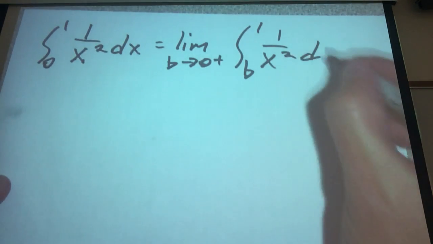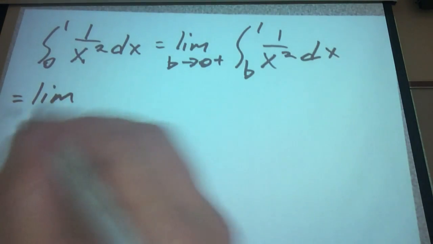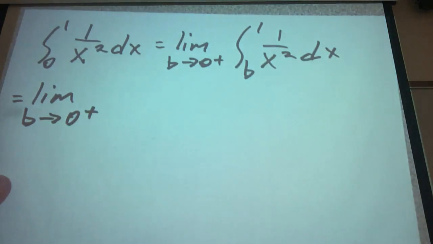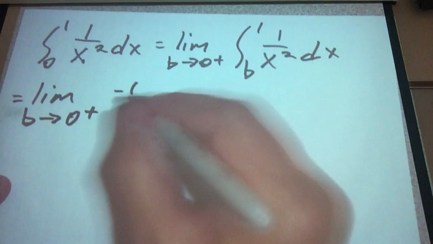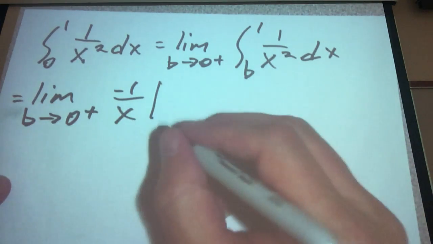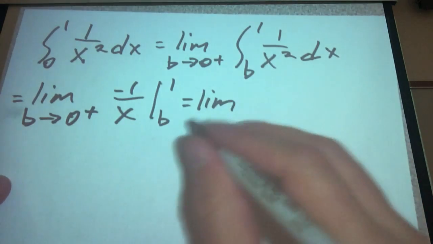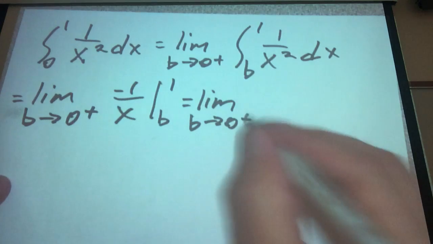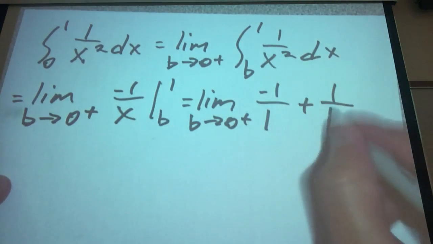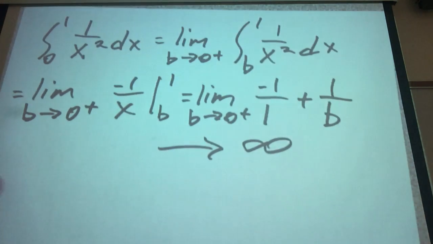squared, an integral with respect to x, which is going to equal the limit as b tends towards 0 from the right, okay? And that's going to become -1 divided by x, evaluated at b and at 1, so that's going to equal the limit as b tends towards 0 from the right of -1 divided by 1, and then plus 1 divided by b, and that's going to tend towards infinity.